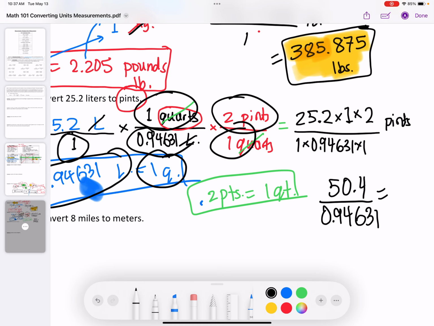50.4 multiplied by, or dang it, not multiplied by, divided by 0.94631, 53.26 or so, depending where you want to round. Again, they didn't tell us where to round. 53.26. And what were we doing? Pints. Oh my gosh, I can't spell. Whew, that's it.